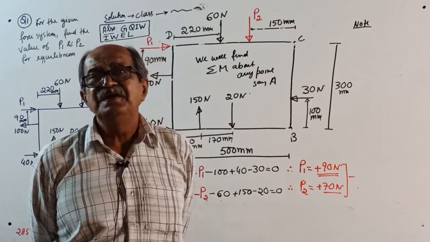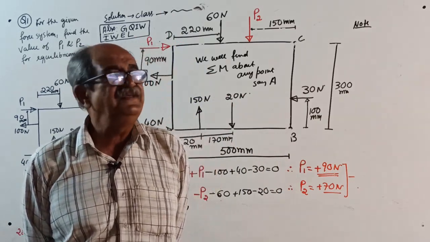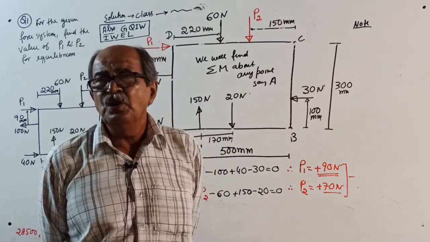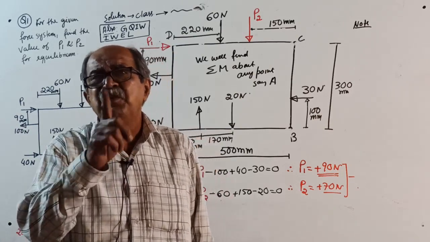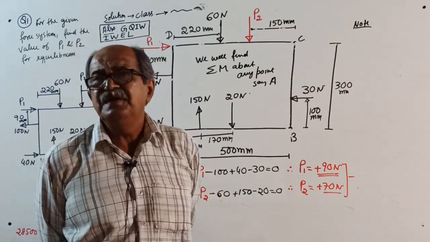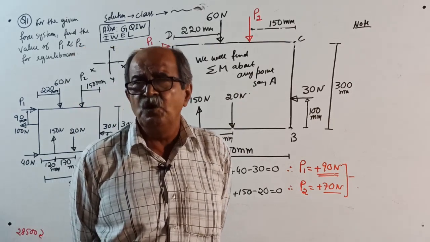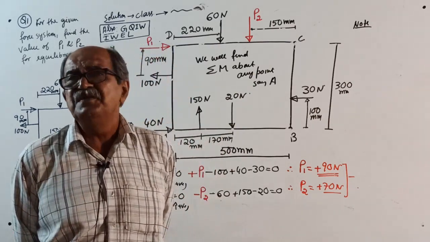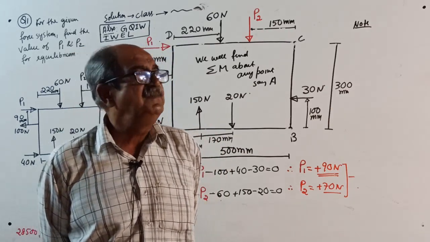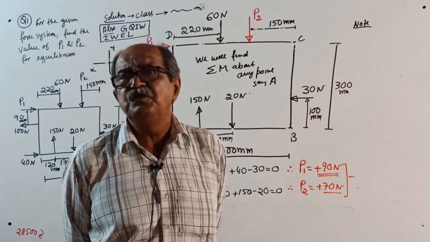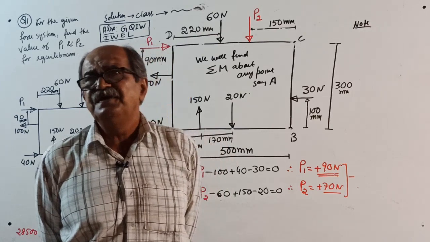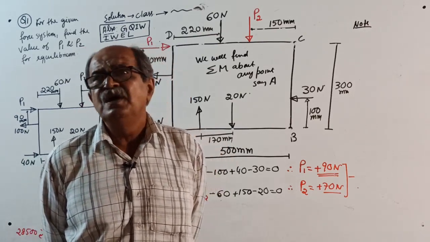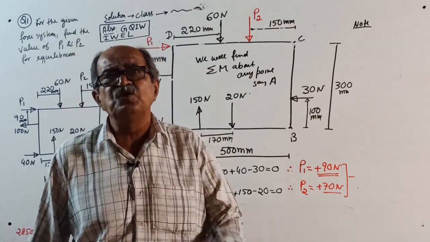Therefore, there is no resultant force. That is guaranteed. But for a coplanar force system, you cannot blindly say that the system is in equilibrium. For the system to be in equilibrium, the resultant in the form of force should be zero, and the resultant in the form of a couple also should be zero.